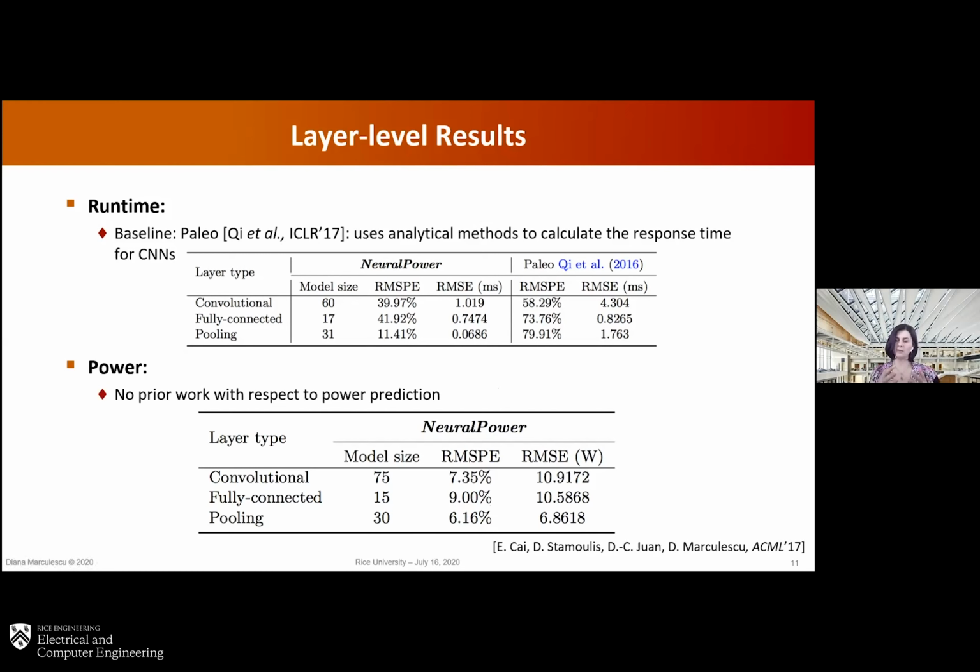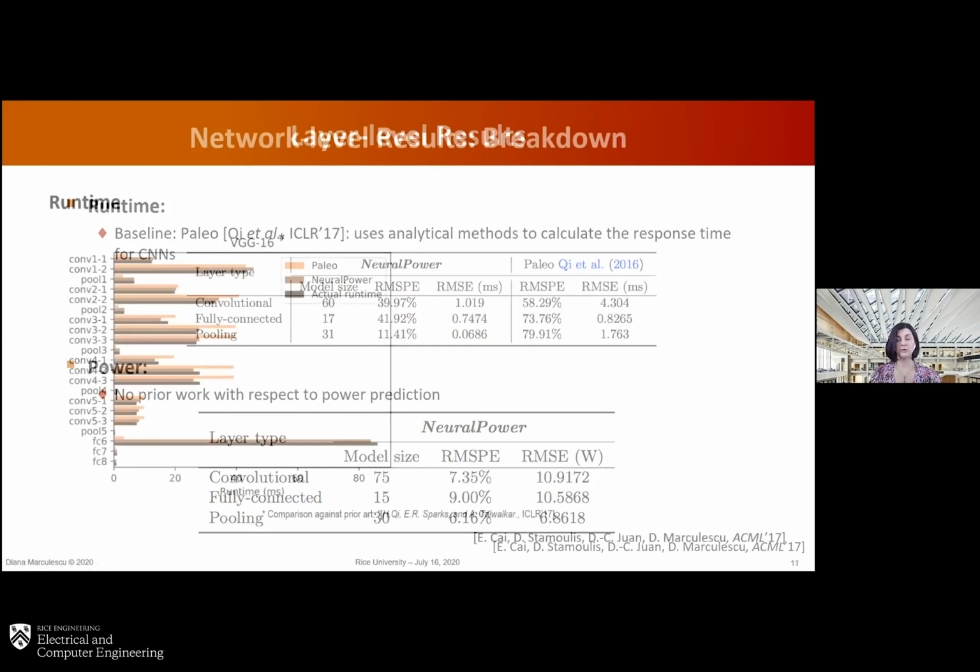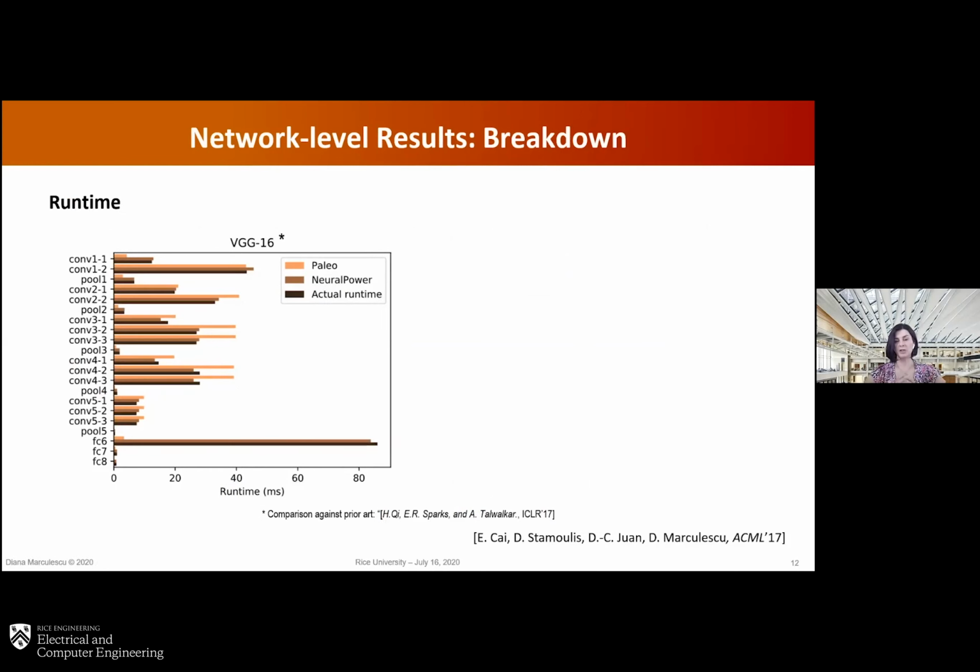So how would these kinds of results be useful to others? Suppose you are a machine learner, or maybe you are a hardware designer, and you want to identify how you can design your machine learning model such that you satisfy, say, latency constraints. If you look at this chart here, this is an example network, VGG16. In black, you have actual runtime. Brown is our work, NeuralPower, and Paleo is prior work.